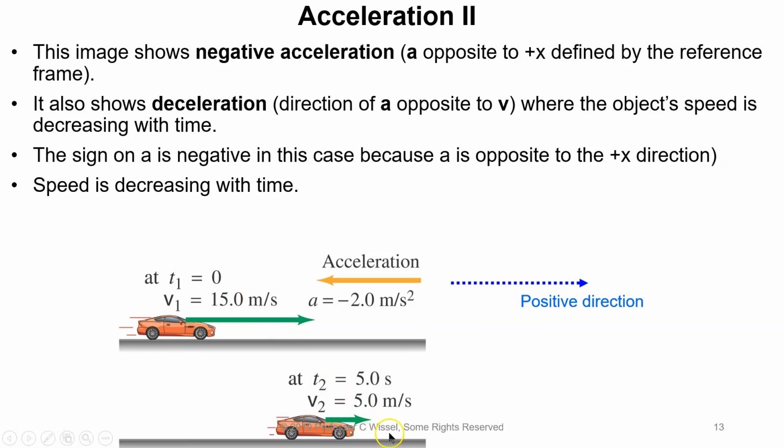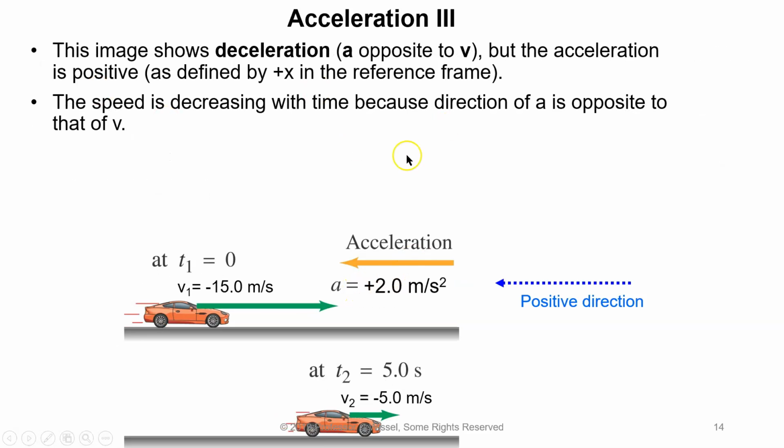You end up with 5. We'll show you equations for calculating this, but you have to understand how to apply the equations. You can't just memorize it. Okay, here's another example. Here we have a positive direction.